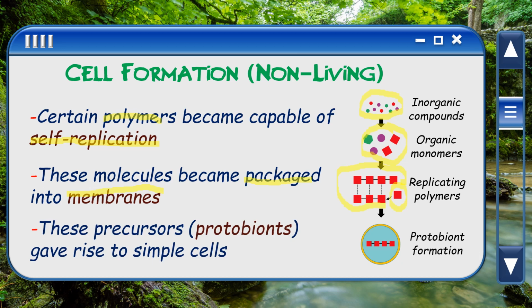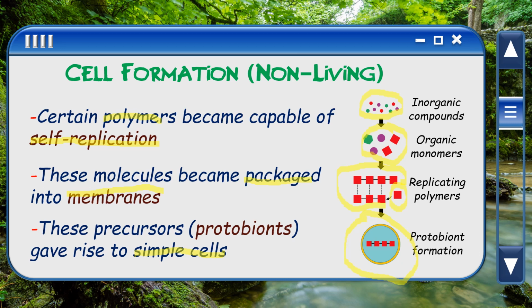And this precursor, protobiotics, gave rise to simple cells. So after the molecules formed from polymers, they formed the cell membrane. They were packaged in a membrane. And now, these ones were the precursor for the rise of the simple cell. So that's how it is believed that the cells were formed.